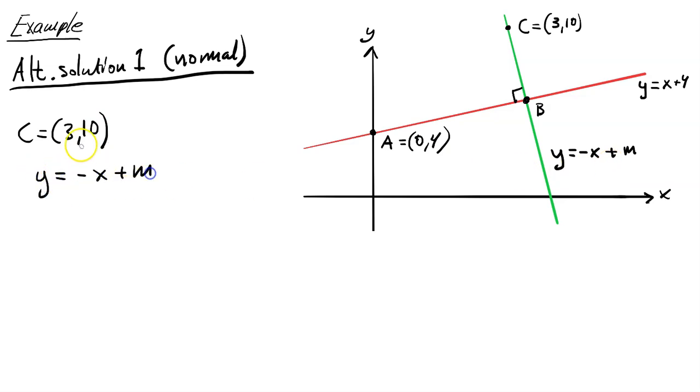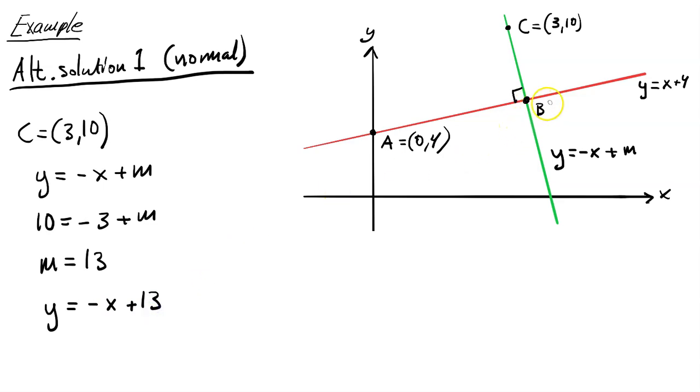But that means that if we plug in 3 here, then it must be 10 we get out. Otherwise it's not on the line. So here we can solve for m, and we just get that m is 13. So we know that the normal is minus x plus 13. Then we just have to find the intersection of these 2 lines.